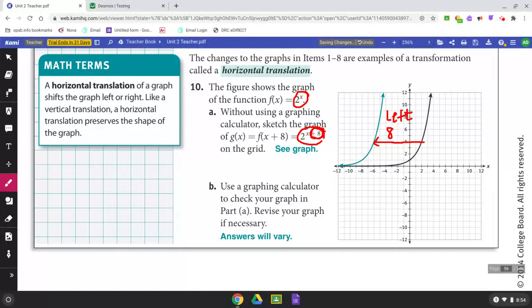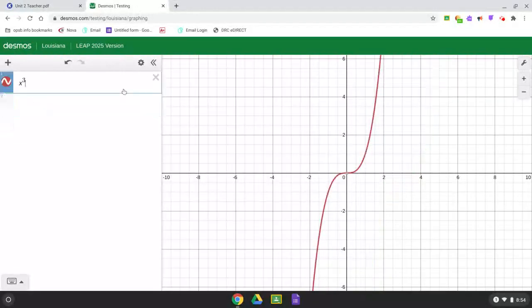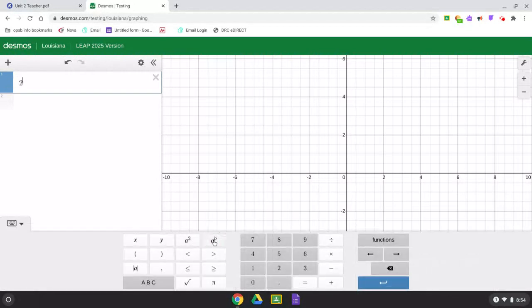Okay, now again, you can type that in Desmos and it will show you that 2 to the x power is my first function. And then my second function is 2 to the x power plus 8.